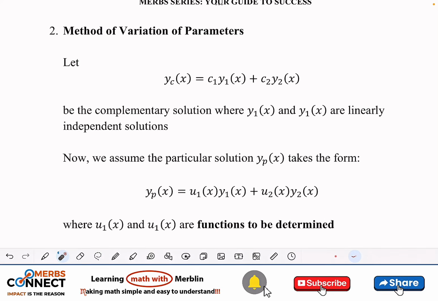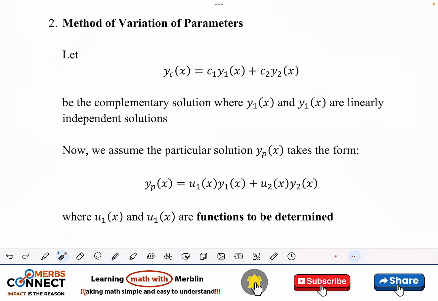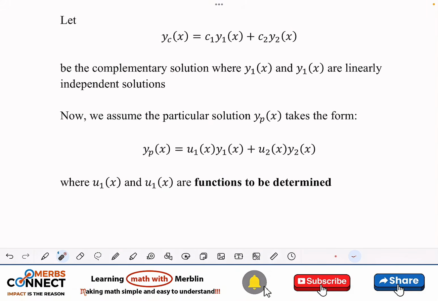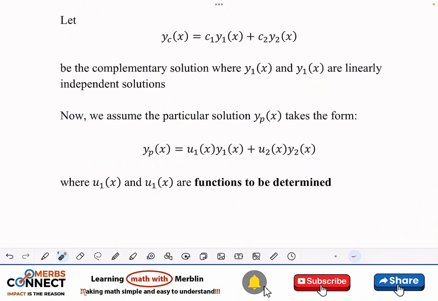We are going to assume that these constants, C1 and C2, are in terms of x. So that's how we are going to rewrite it again. Now we are going to assume a particular solution which takes the form. You can see that this is now moving from yc to yp. The only difference here is we have y1, y1, y2, y2, but the only difference is c1, u1, c2, u2. This is constant and this is a function in terms of what? X. Good. So that is basically what we are doing here.